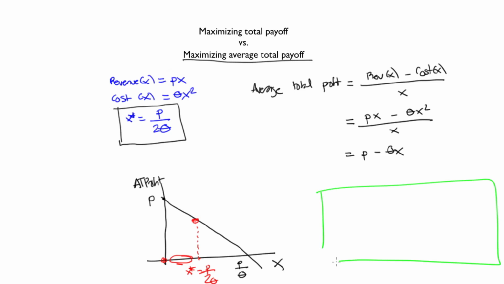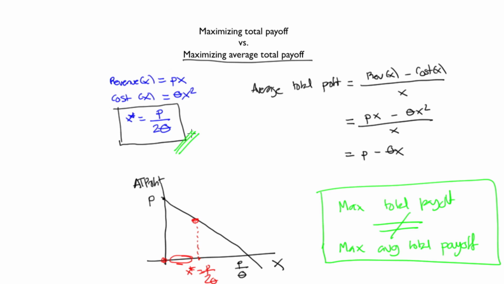The lesson here is very stark, which is that maximizing the total payoff is not equal to maximizing the average total payoff. In other words, and to give you more intuition, one thing that you're going to see time after time in this course is that optimal behavior requires setting marginal benefit equal to marginal cost. Those were the principles that were used to derive this optimal behavior, and that is not necessarily related to the behavior of the average total payoff.